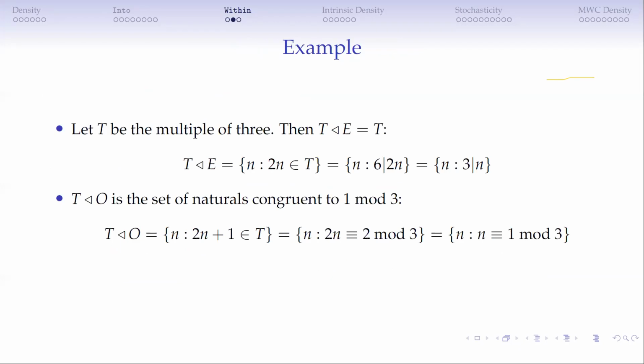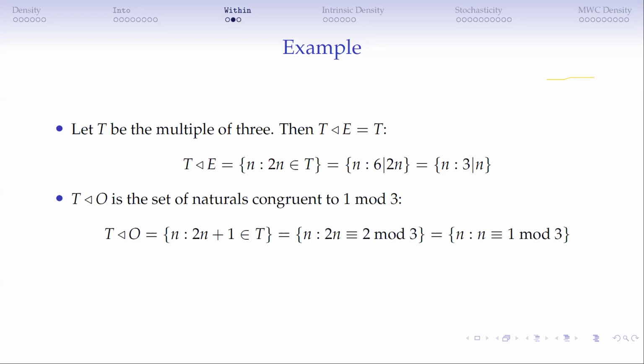If T is the set of multiples of 3, then T within E is T back again. So if we look at T within E, by definition, that's the set of n such that the nth element of E is in T, or the set of n such that 2n is in T. Well, that's the set of n such that 6 divides 2n. Well, 6 divides 2n if and only if 3 divides n. So it's T once more.